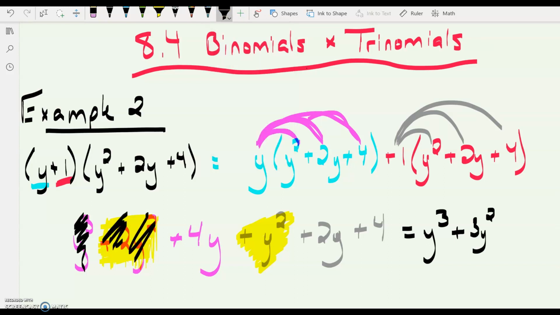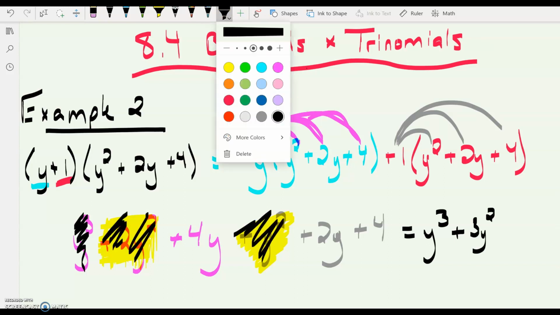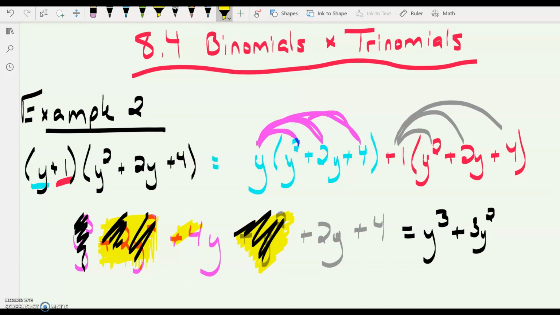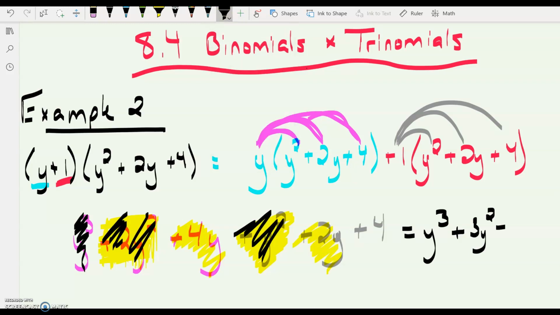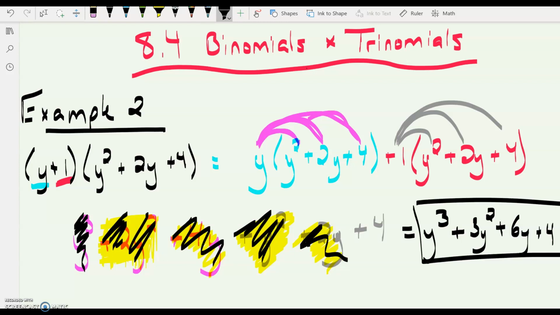Get rid of those, I've used those. We've got a 4y right here, and we've got a 2y here. So when I add those two together and combine them, I'm going to be left with a positive 6y. Get rid of those because I used them. And you'll see here, lastly, that that 4 is just hanging out by itself, so I'll add plus 4 at the end. And that is our solution using the double distributive property. I will give you guys a second to copy that down.